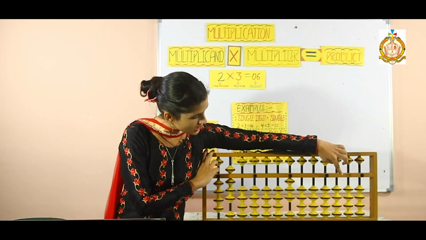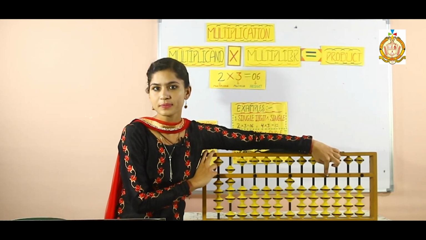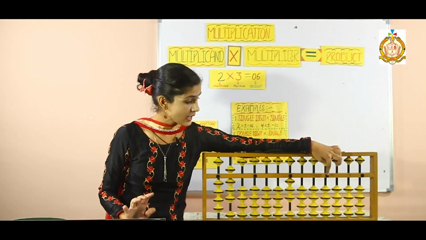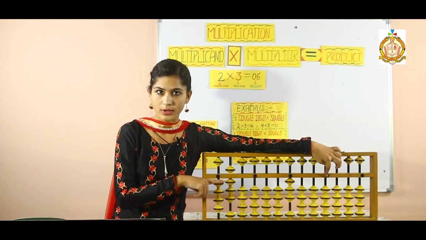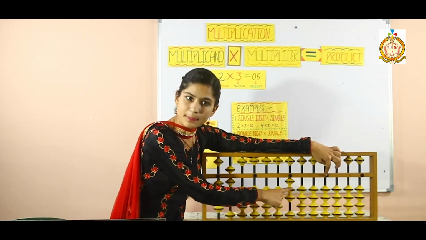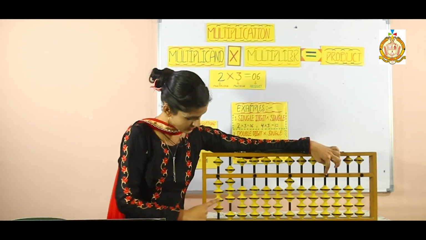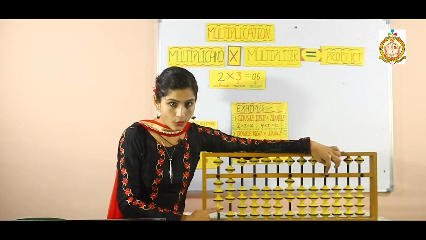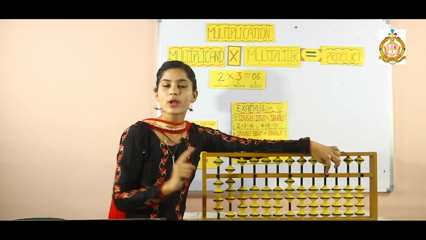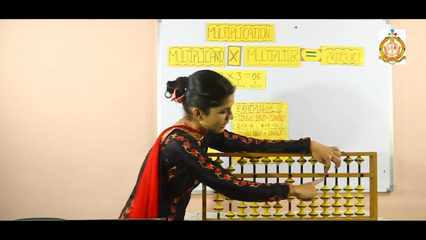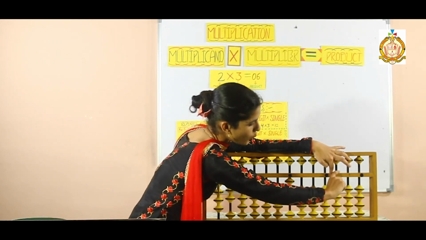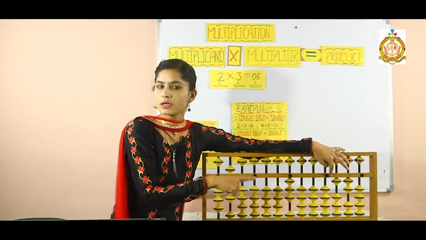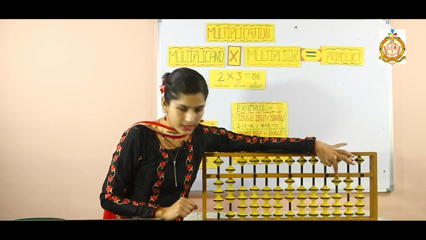So for that you have to keep your finger on the third rod, because you already know that your answer will come in 3 digits. Now firstly the multiplier is 3. Multiply 3 with the first digit of the multiplicand, which is 4. 4 into 3, your answer is 12. So add from the third rod: 1 with the help of thumb and next 2, the tens place, with the help of thumb. Now 12 is added here.